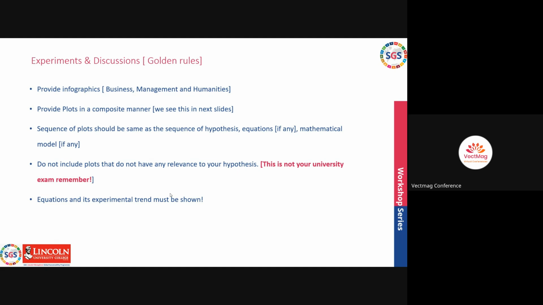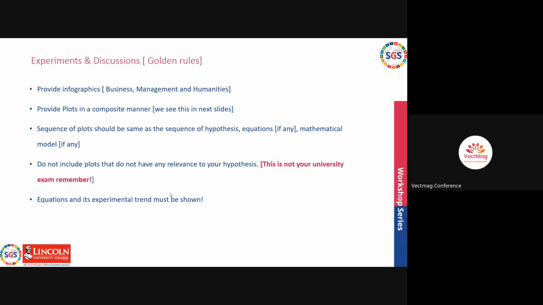If you are showing equations, and you are showing experiments using that equation, you are claiming that somehow you are using it. Then you must always show the trend of that equation through your experimental results. It's a very, very important thing. Most people make a mistake here and they end up with really bad review comments. Harsh criticisms come there itself.